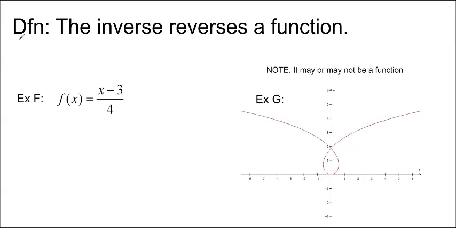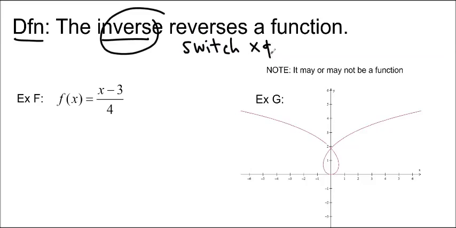The inverse, here's another definition for you. DFN just stands for definition. The inverse is the reverse of a function. In order to find it, you're just going to switch the x and the y, and then you are going to isolate y. That's all you have to do. So you'll notice that the inverse may or may not be a function. You could actually find the inverse also of relations.